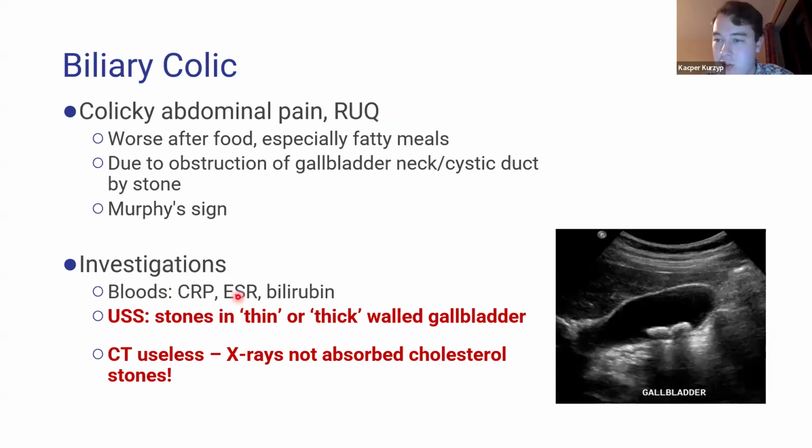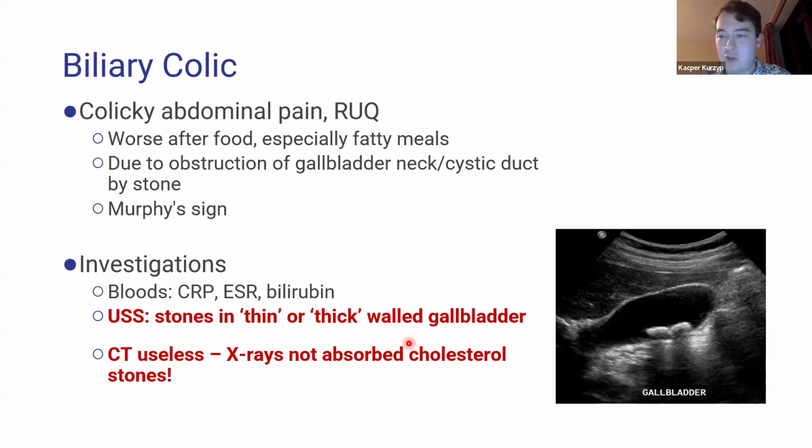Investigations, you want to differentiate from cholecystitis and from cholangitis. So you will do CRP and ESR to check is there inflammation, and bilirubin to check is the bile duct blocked. The investigation of choice is ultrasound, and you will see stones with a shadow behind the stones.